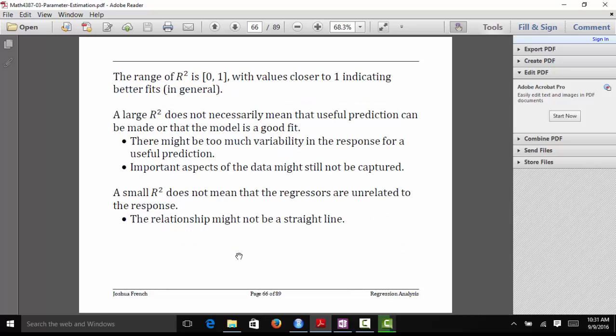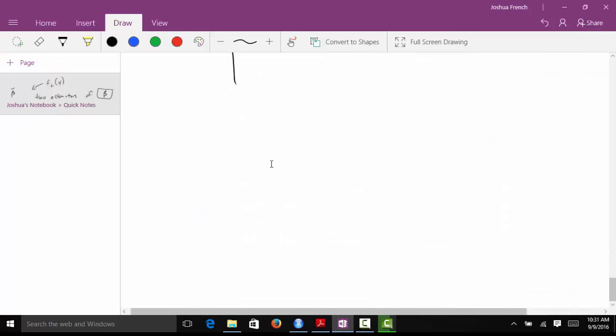And when you compute R squared, you're always going to get a value between 0 and 1. It's a true proportion. And in general, values closer to 1 indicate that the fitted model fits the data better. However, that does not necessarily mean that useful prediction can be made or that in fact the model is a very good fit. So there's crazy things that you can actually do with R squared, so we'll learn more about this later.